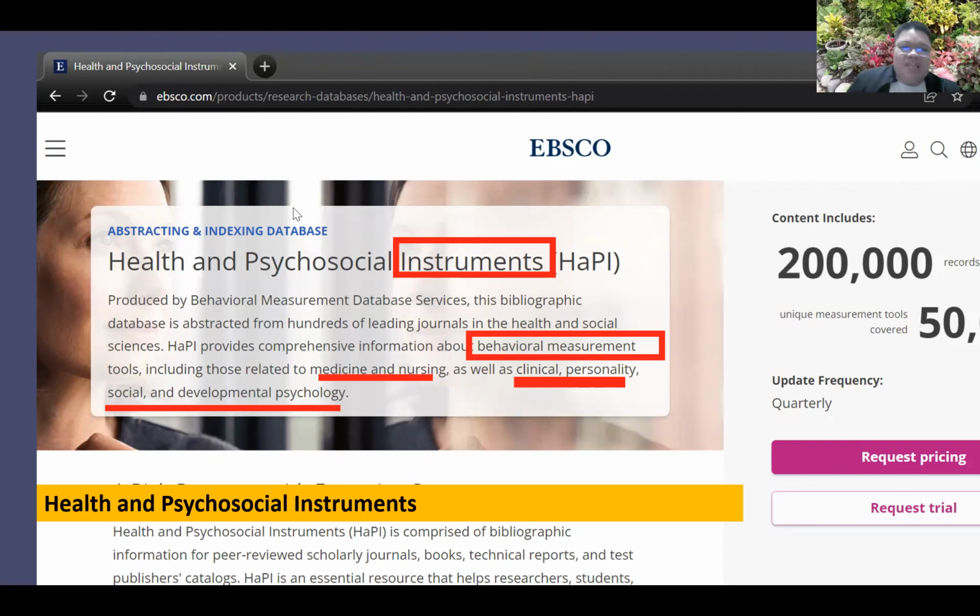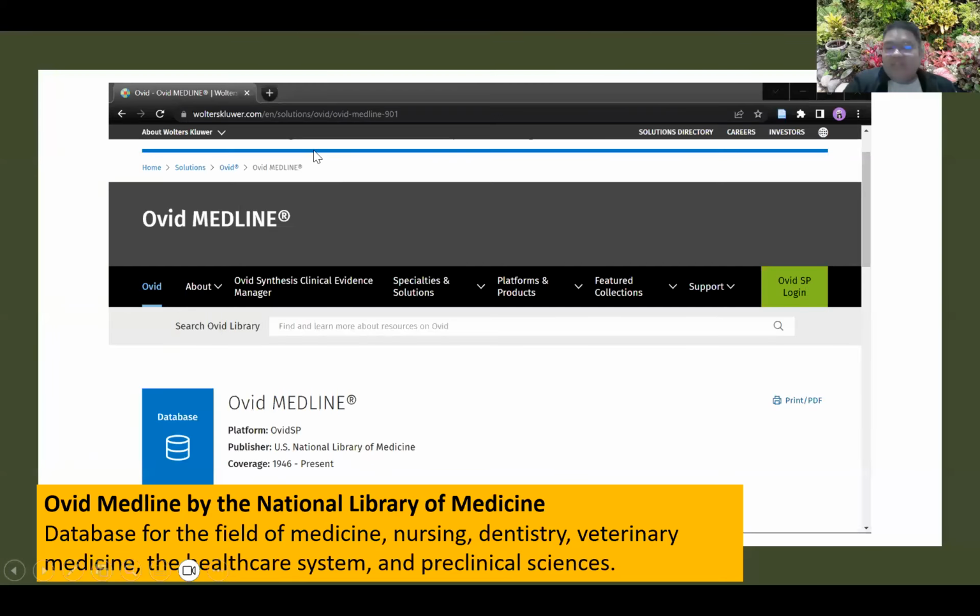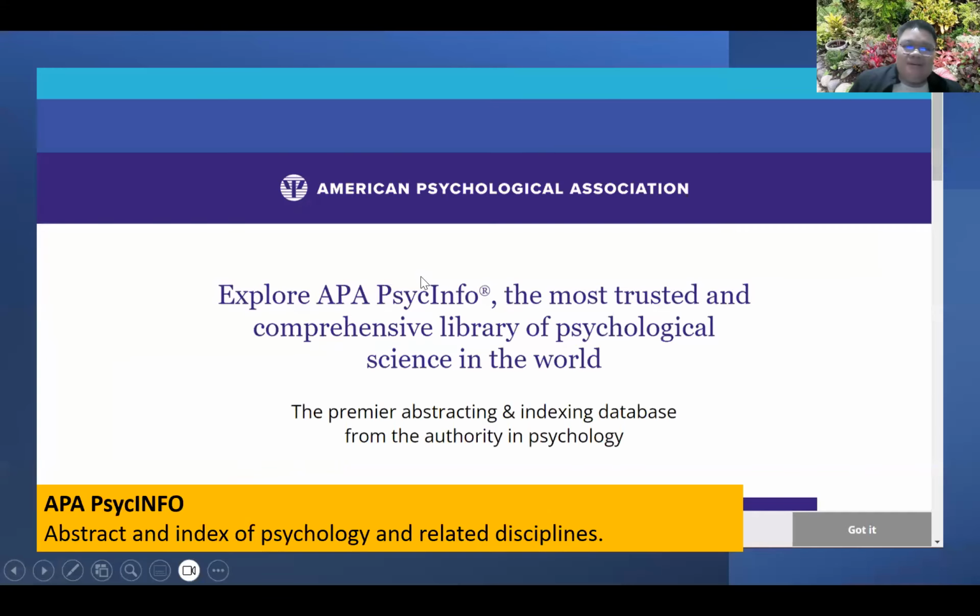Then you have your OVID. Your OVID Medline is by the National Library of Medicine. So it is the database still for the clinical or the healthcare fields: medicine, nursing, dentistry, vet med, the healthcare system, and preclinical side.